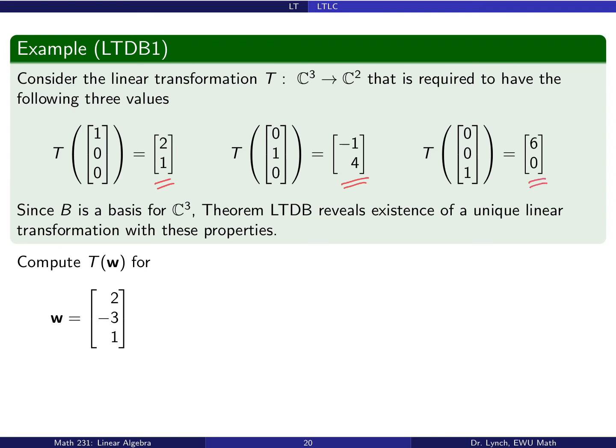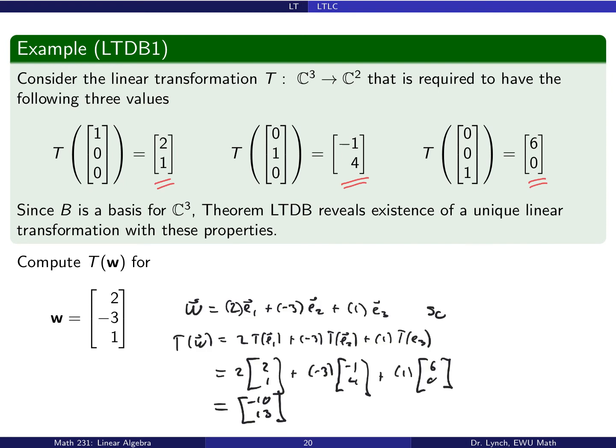We can certainly then find the image of this vector (2, -3, 1) because we know how to write (2, -3, 1) as a linear combination of standard basis vectors in C3. So again, here our vector w is 2 times the first basis vector plus -3 times the second basis vector plus 1 times the third basis vector. We know that the image of the sum is the sum of the images. More generally, the image of a linear combination is a linear combination of the images. So we can just compute that linear combination of those images and get out (-10, 13).